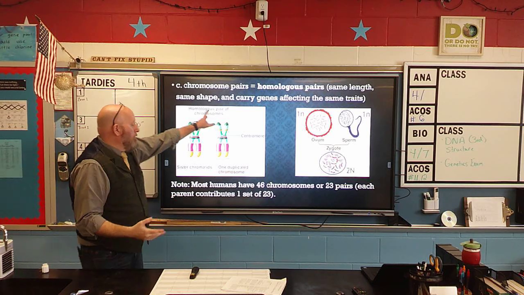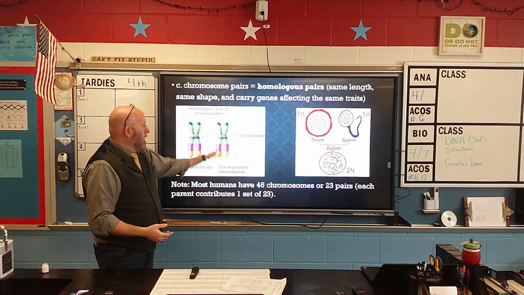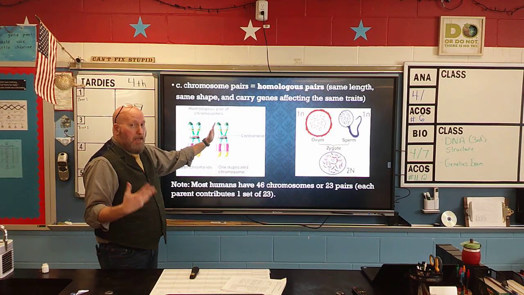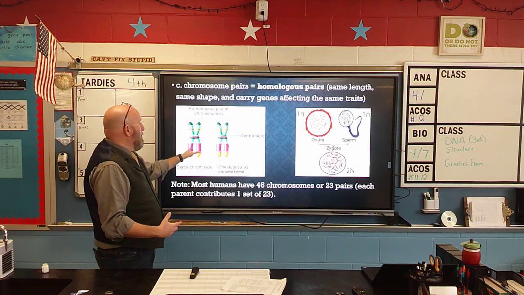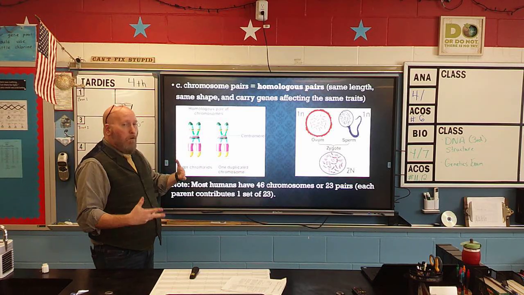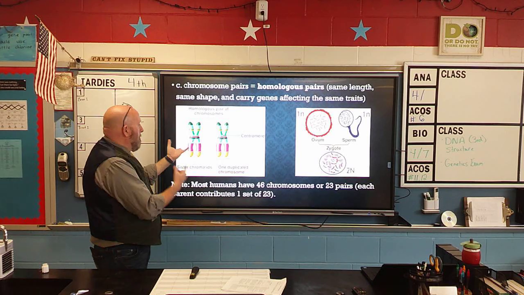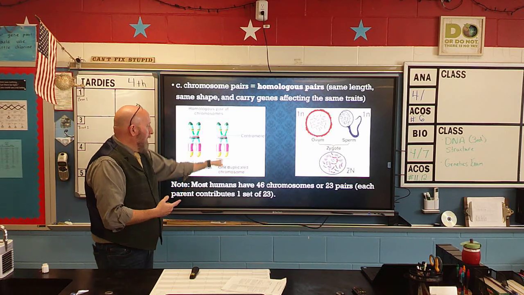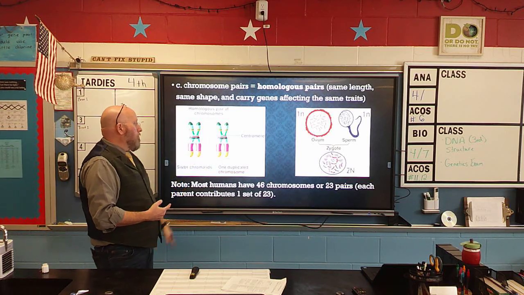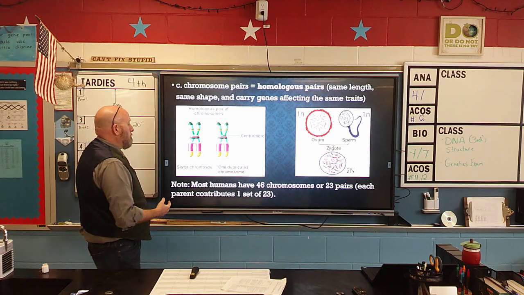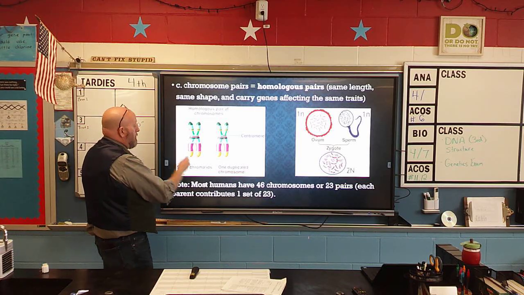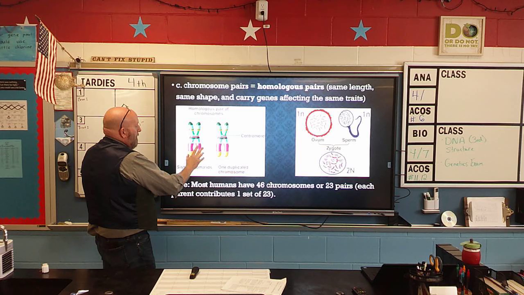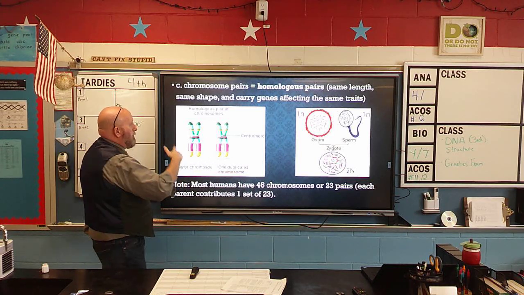And again, we've already copied, right? So normally, when we're not duplicating or making new cells, we have one of these and one of these, but they're just uncoiled. Then we coil them up, and we copy, and now we have two sets of chromosomes and two sets of sister chromatids. But they're identical to each other genetically.